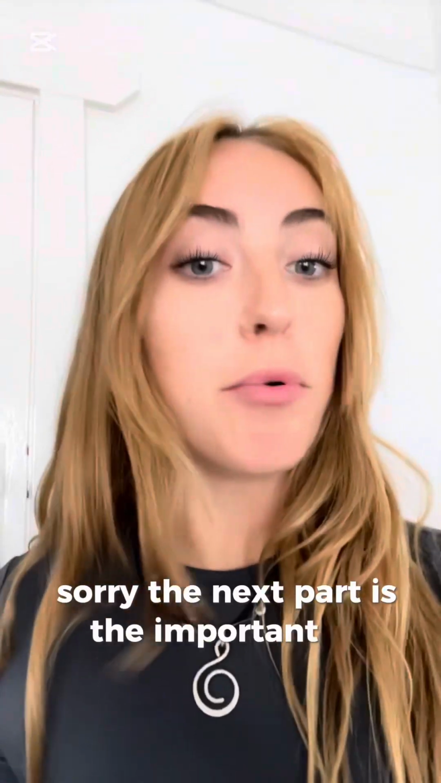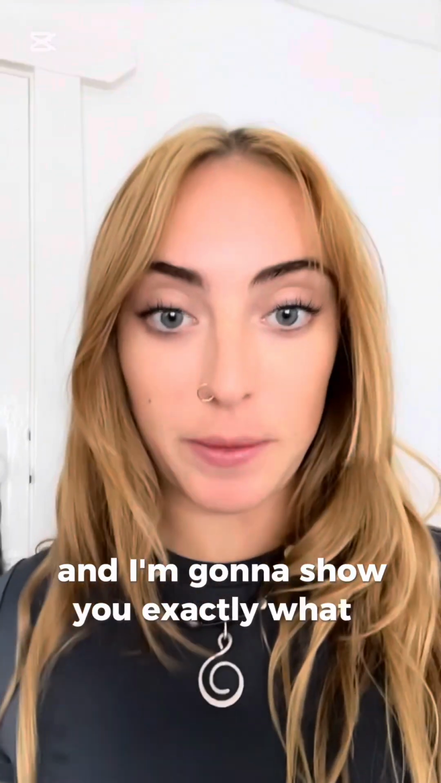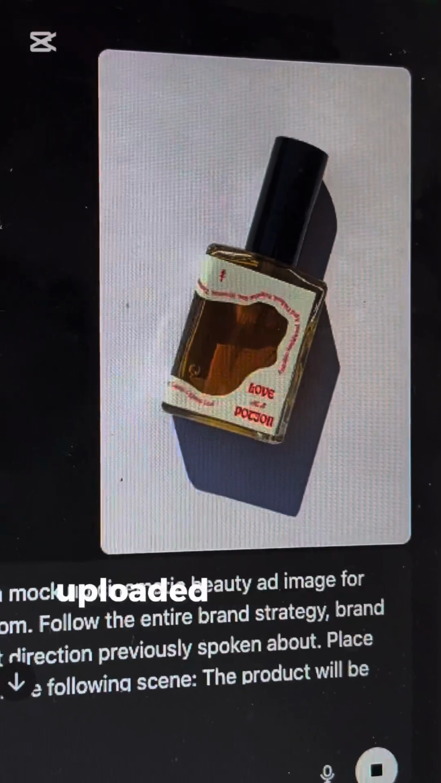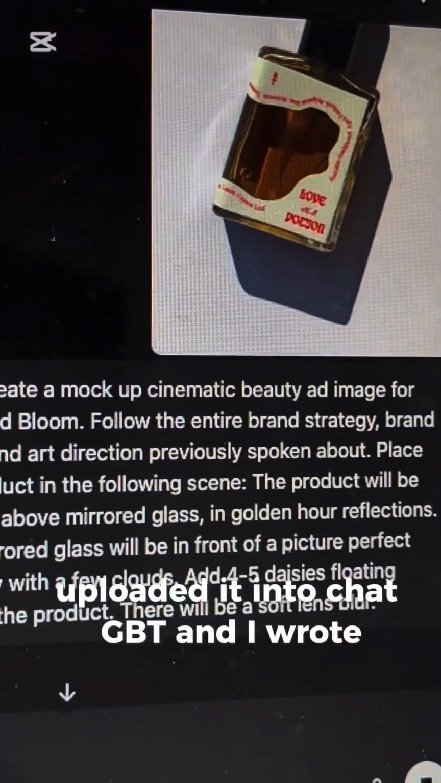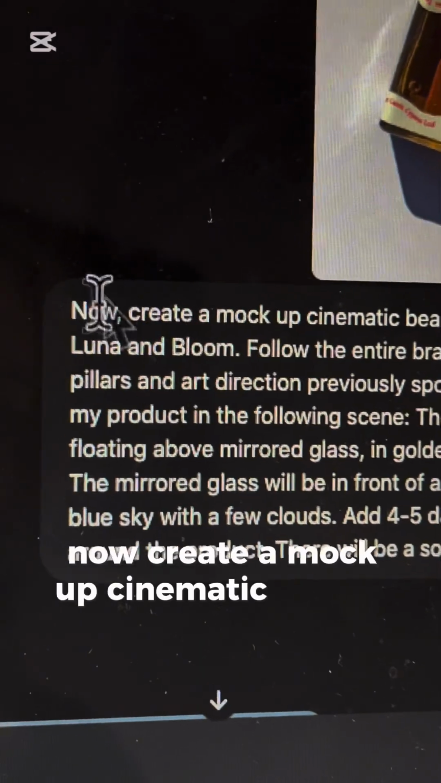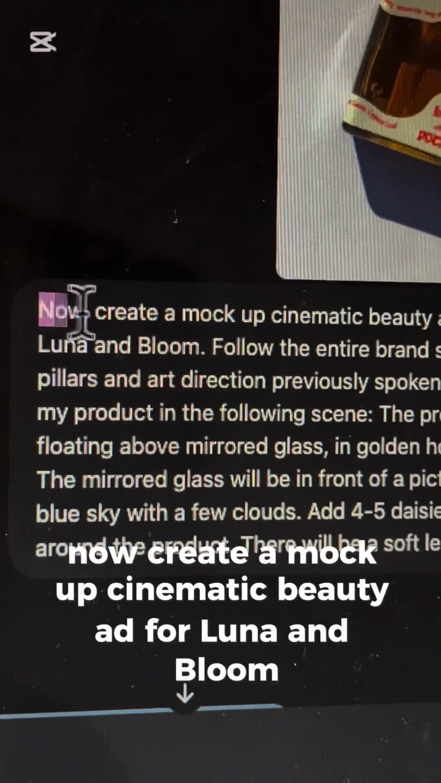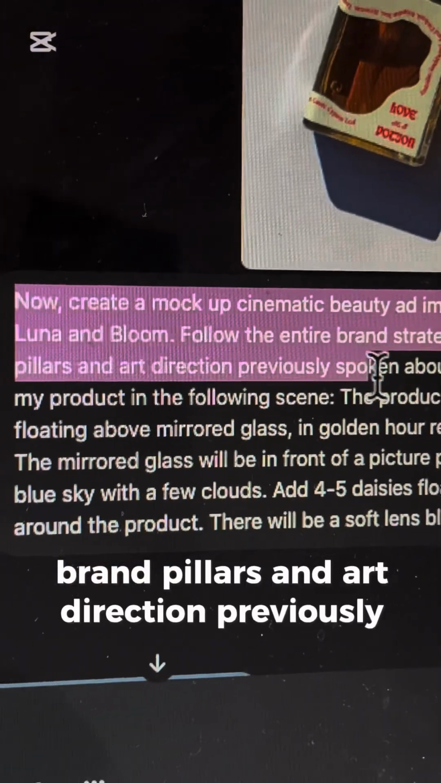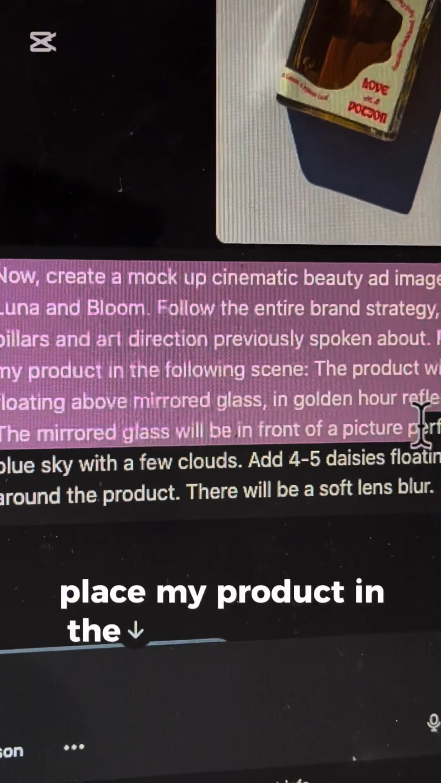So the next part is the important bit, and I'm going to show you exactly what I said. I took an example product bottle from a stock Pinterest image, uploaded it into ChatGPT, and I wrote, now create a mock-up cinematic beauty ad for Luna and Bloom. Follow the entire brand strategy, brand pillars, and art direction previously spoken about. Place my product in the following scene.